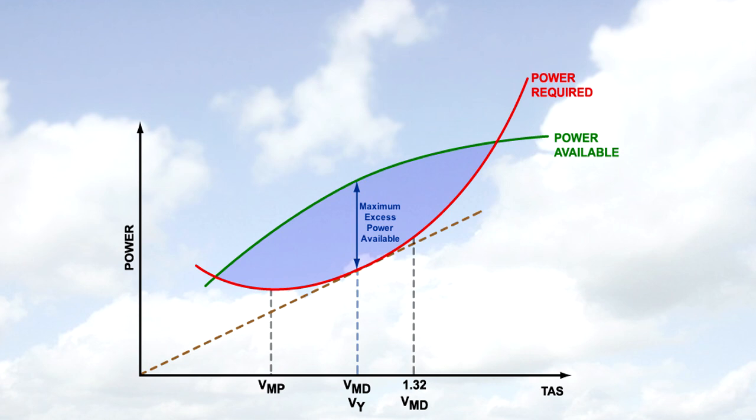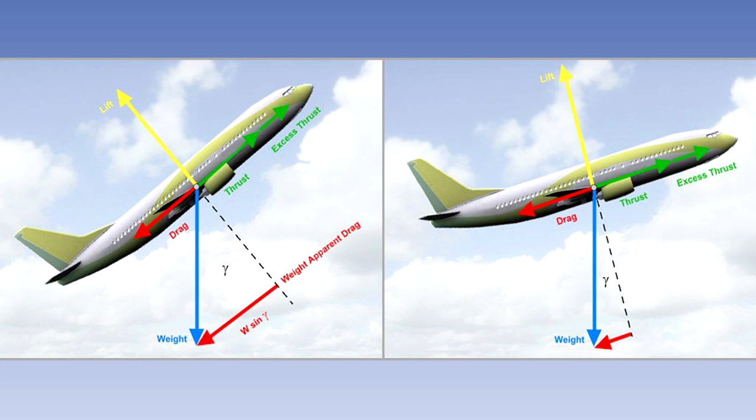Let's now examine what factors can influence the rate of climb. The first of these factors is aeroplane weight. You'll recall that an increase in weight creates more weight-apparent drag, which reduces the angle of climb. For any given airspeed, if the angle of climb reduces, then so will the rate of climb, because they are both fundamentally linked.